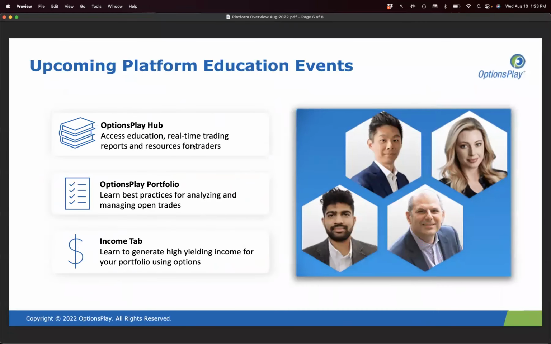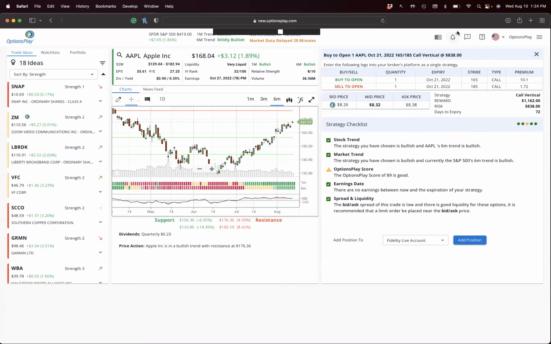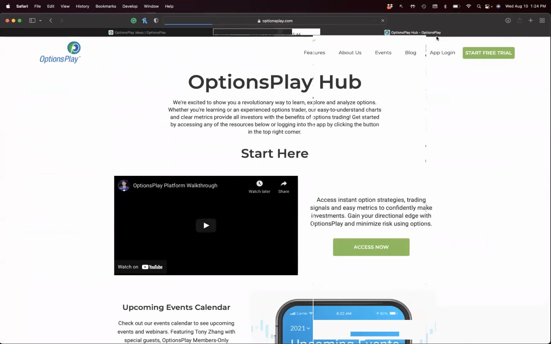With that, I'll show you some of the upcoming education events that we are hosting specifically on the platform itself, so that you can get a better understanding of how to use different parts of the platform. The next one we'll cover is the OptionsPlay Hub. This is something that many of you use, but some of you may not be familiar. How many of you are familiar with the OptionsPlay Hub, and how many of you are not? It's this button here on the upper right-hand corner called Education and Resources. If you are familiar with it, type yes. If you aren't, type no, because this is really where you can find a lot of resources.